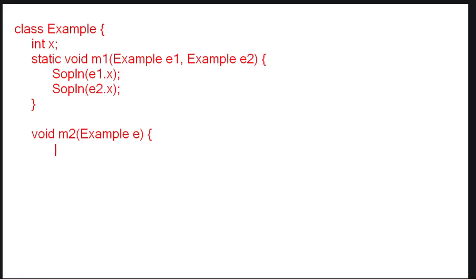First point: into a non-static method, the current object is passed as a first argument, stored in this.